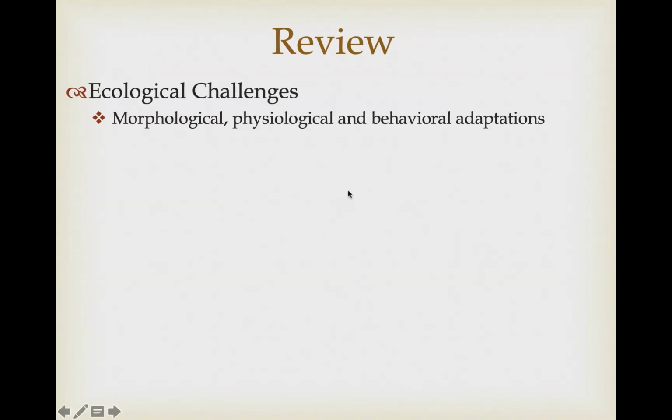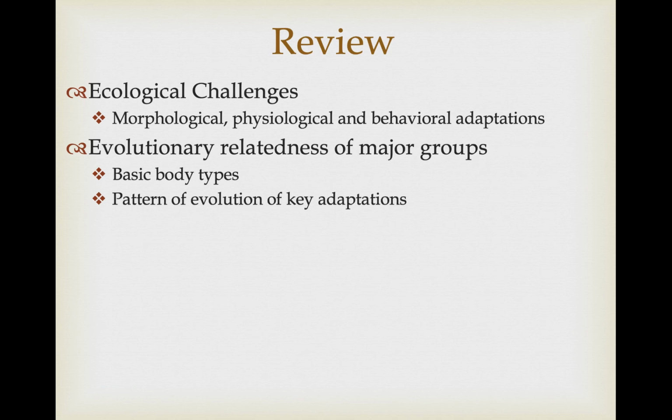Okay, so again, this class is going to look at the ecological challenges that all animals face and the morphological, physiological, and behavioral adaptations that they have evolved to meet those challenges. But to do that, it only makes sense to track these things from an evolutionary point of view, and so we have to understand the evolutionary relatedness of the major groups of animals. And again, we'll track their basic body types and the patterns of evolution of these key adaptations.